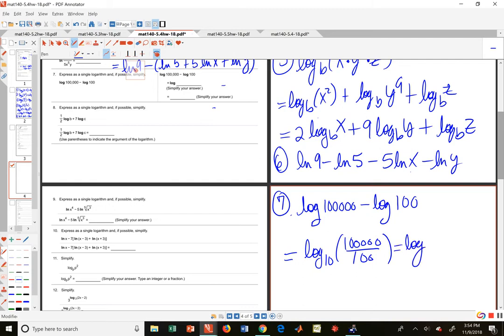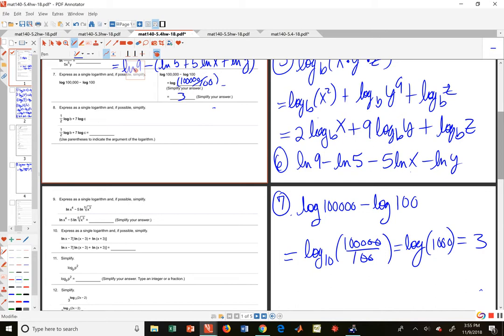So the difference between those two logs, those cancel, and you get the log of 1,000. We all know what that is now. Base 10, that is 3. So this expresses a single logarithm if possible. You put the 100,000 divided by 100. And if you simplify your answer, you get 3. So anyway, that's number 7.